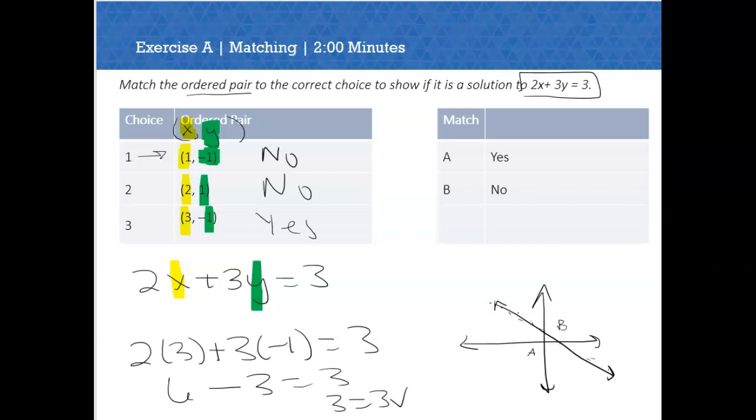So look, 3, -1. There it is. My graph was actually right. So that fell on this line, and so it is a solution. But remember, there's not just one solution. All of these ordered pairs on here are a solution.